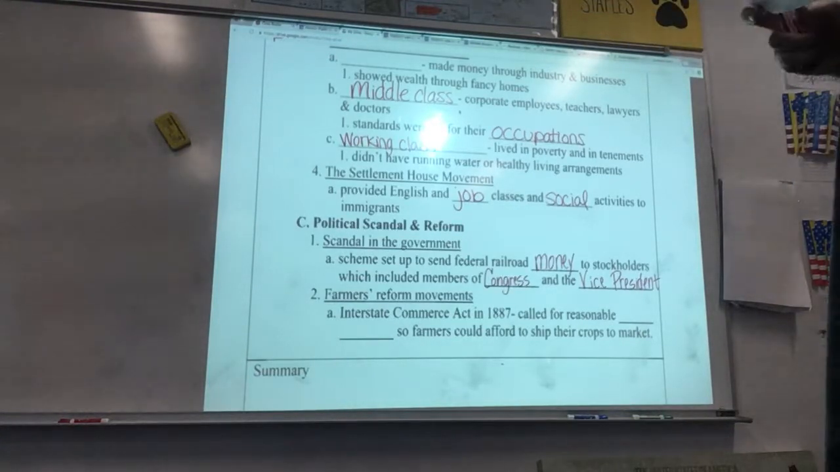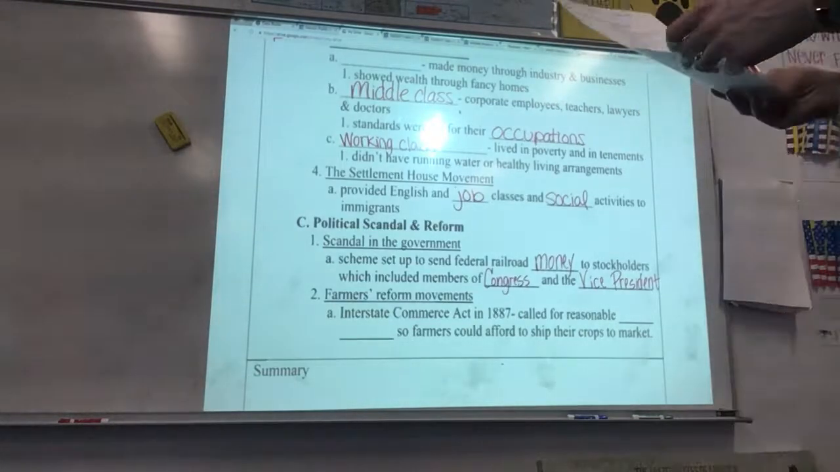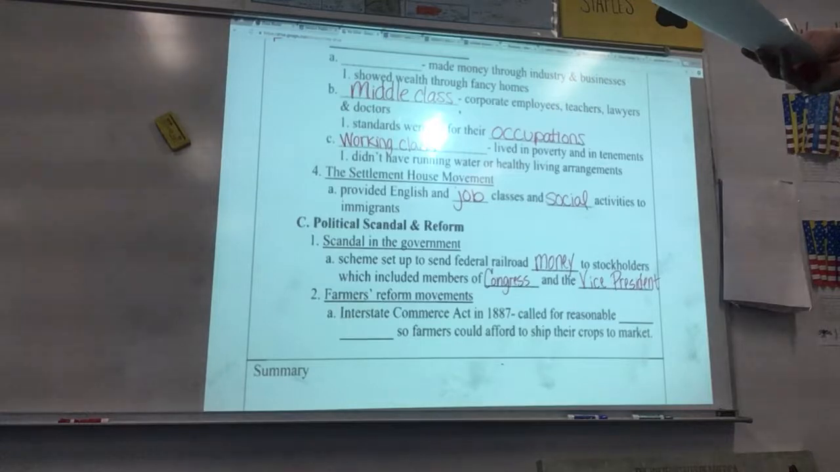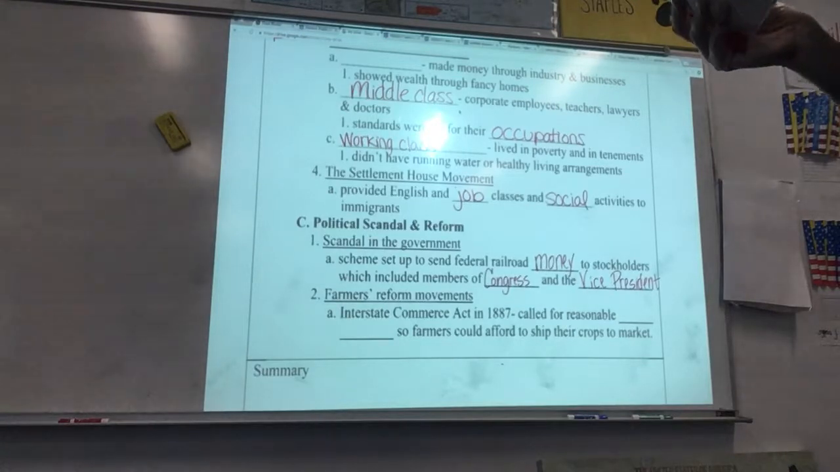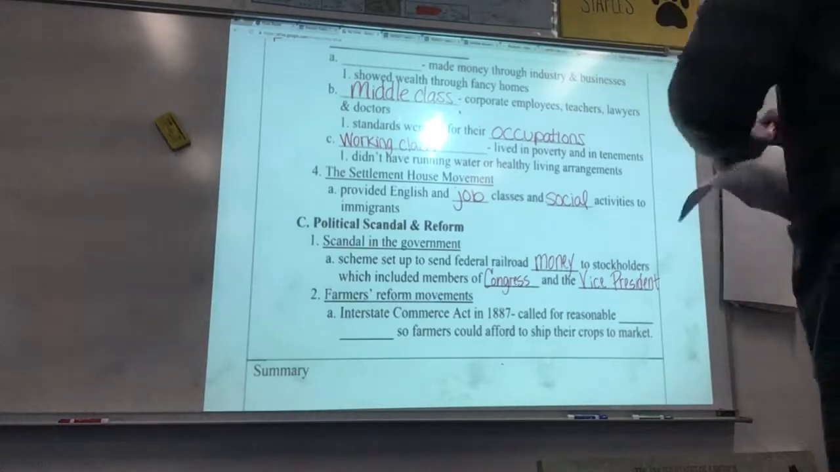They also had some farmers' reform movement. Reform means change, so some different things that they changed. They had the Interstate Commerce Act of 1887, which called for reasonable railroad rates so farmers could afford to ship their crops to market.